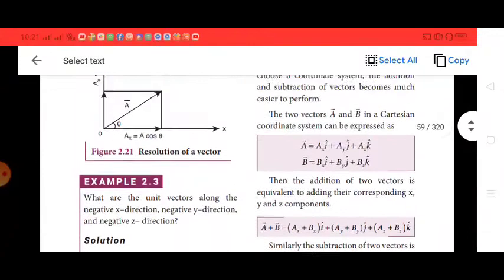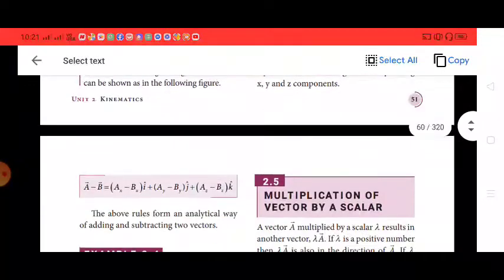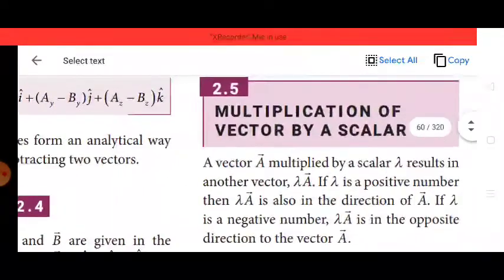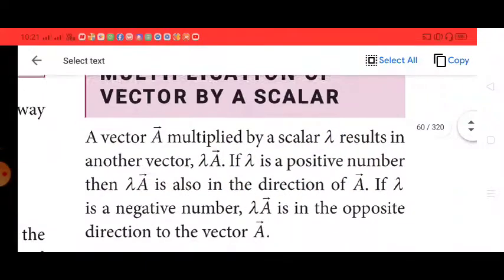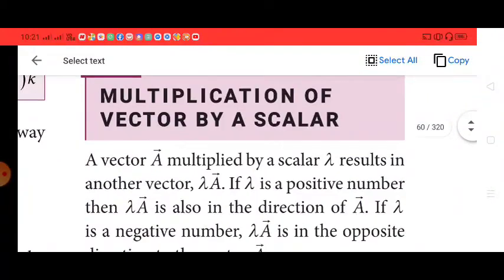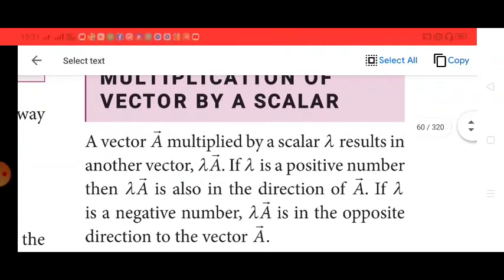Next is multiplication of vectors by a scalar. A vector multiplied by a scalar lambda results in another vector, lambda A. If lambda is a positive number, then lambda A is also in the direction of A vector. If lambda is negative, lambda A is in the opposite direction to vector A.